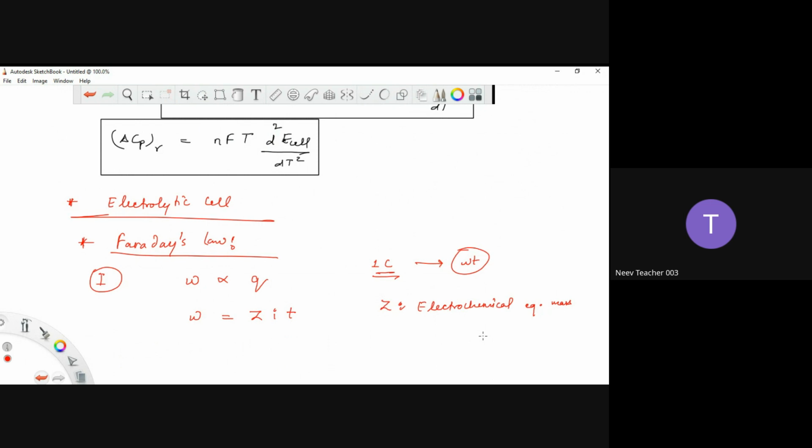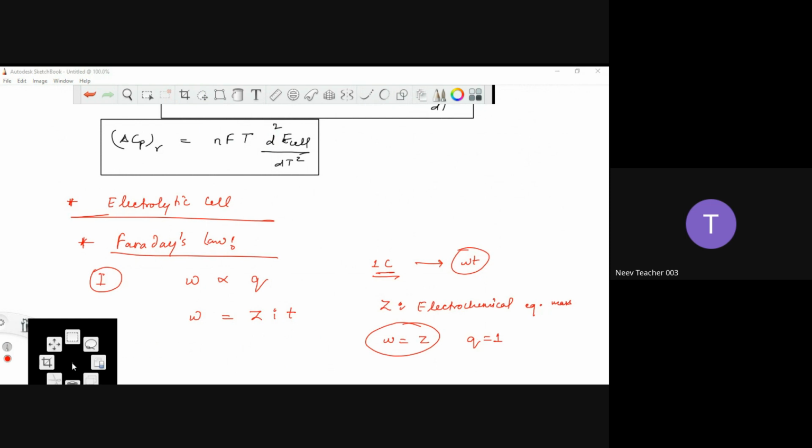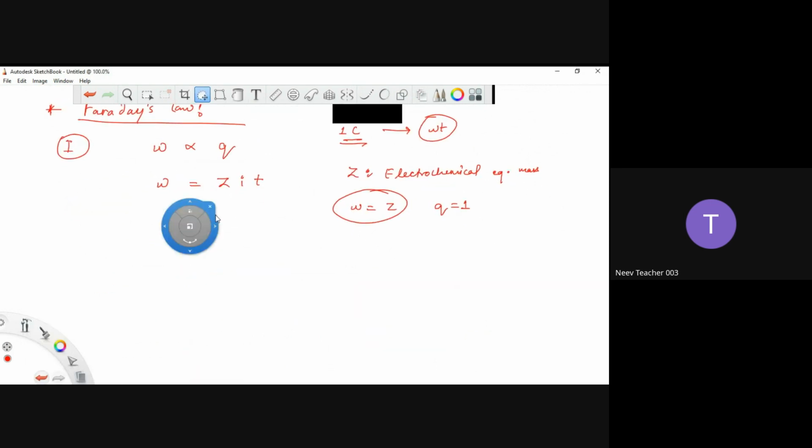Now let's find out how we are going to calculate it. If I say the charge is 1 only, then W becomes Z when Q is 1. Fair enough. But can we represent it in another form? Yes, we can do it.